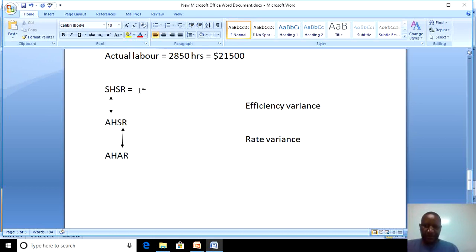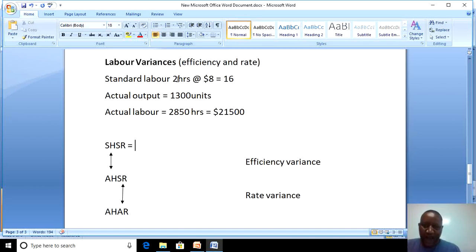So let's calculate. Having said that, what's the standard hours? We are told, in the information we picked from the question, that each unit takes 2 hours to make, and 1,300 units were made at that rate. So what's the standard hours multiplied by the standard rate? Standard hours is 2 hours multiplied by the actual output. Remember, this is the standard hours of actual output. So there we have 2 hours per unit, multiplied by 1,300 units produced. That's the standard hours. Now that is multiplied by the standard rate of 8.